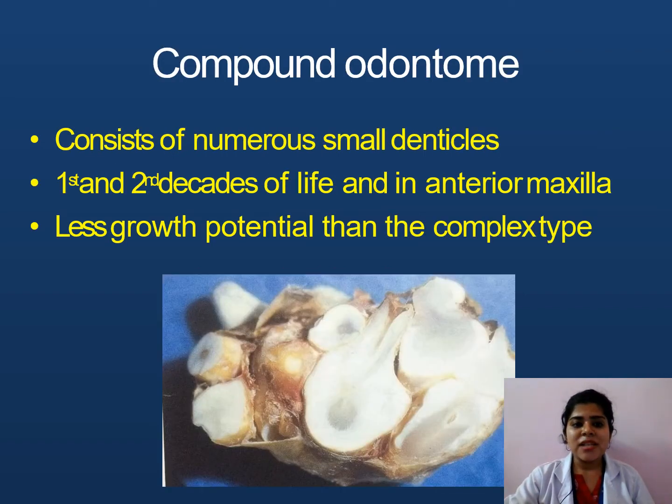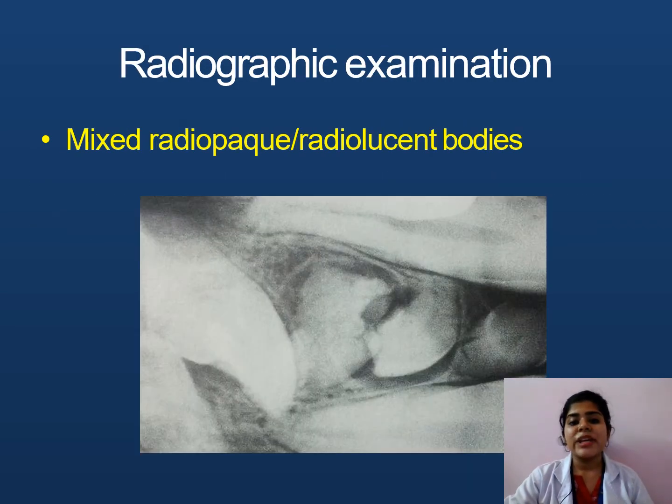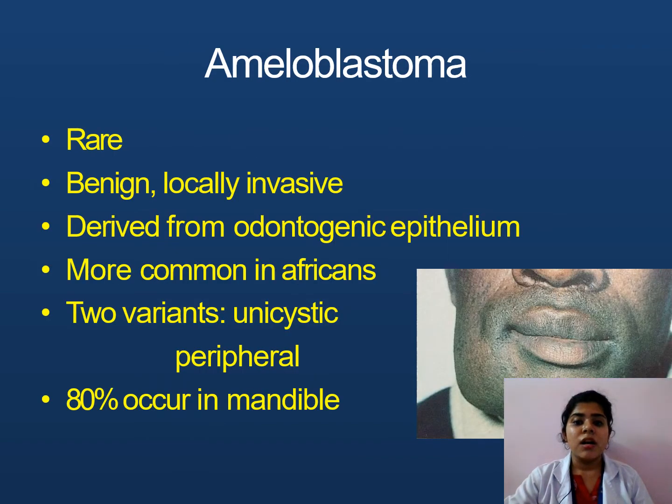Compound odontome consists of numerous small denticles in the first and second decade of life, in the anterior of the maxilla, with less growth potential than the complex type. Radiographic examination: mixed radio-opaque and translucent bodies are seen.